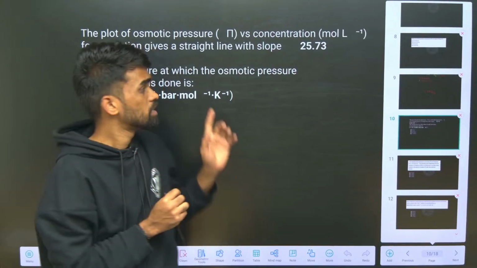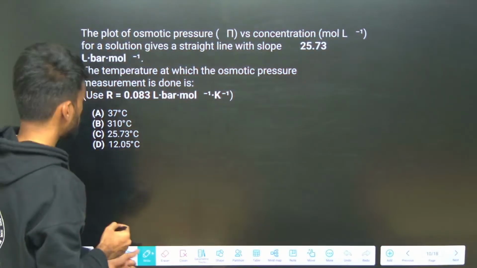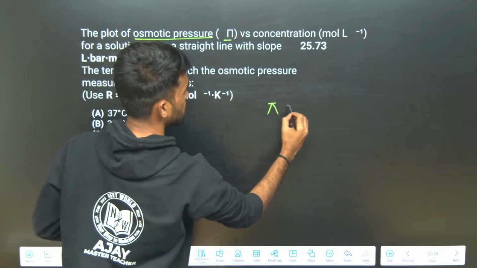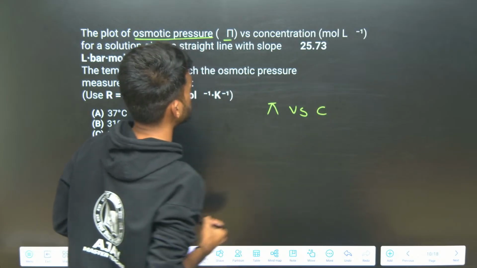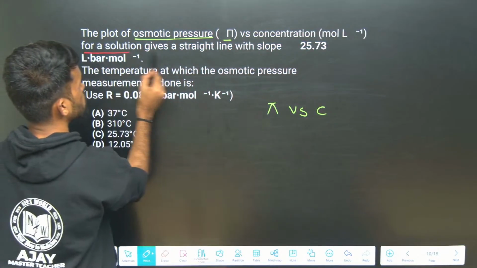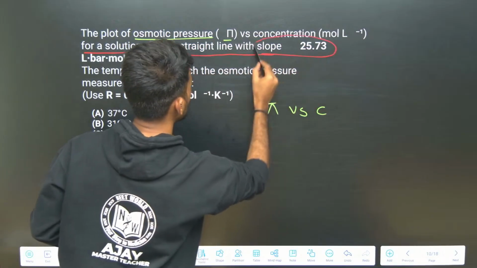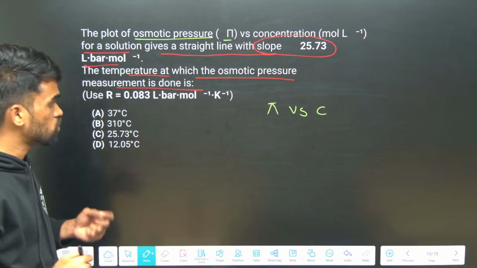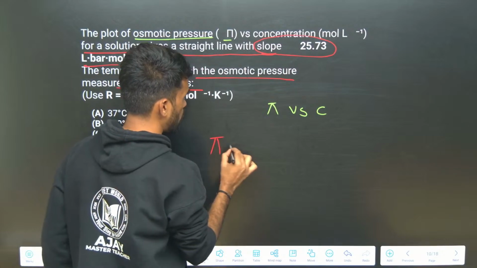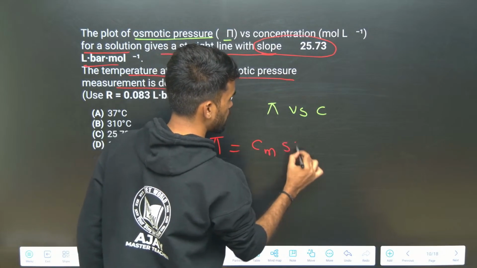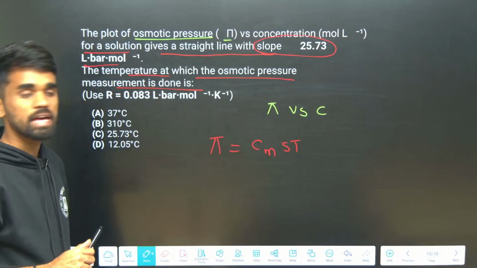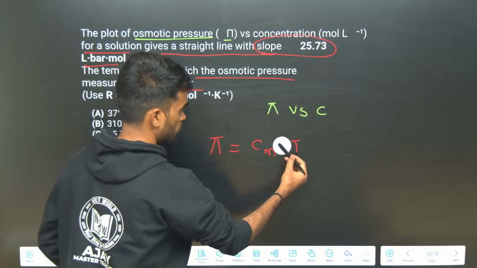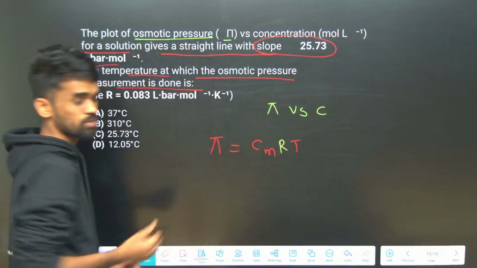Yes, look at this, we have a question from osmotic pressure. Read the question once. The osmotic pressure pi versus concentration graph is given. For a solution it gives a straight line with this slope. The temperature at which the osmotic pressure measurement was done is to be calculated. What is the formula? Pi equals molar concentration multiplied by the universal gas constant R, or S, and temperature T. Sometimes it will be represented by R also.